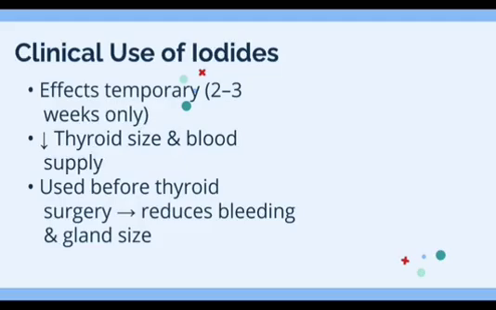The clinical use of iodide. The effect of iodide is temporary, about 2 to 3 weeks only, and it decreases thyroid size and blood supply. So this effect is temporary. So it is used before thyroid surgery, as it decreases the bleeding and gland size.